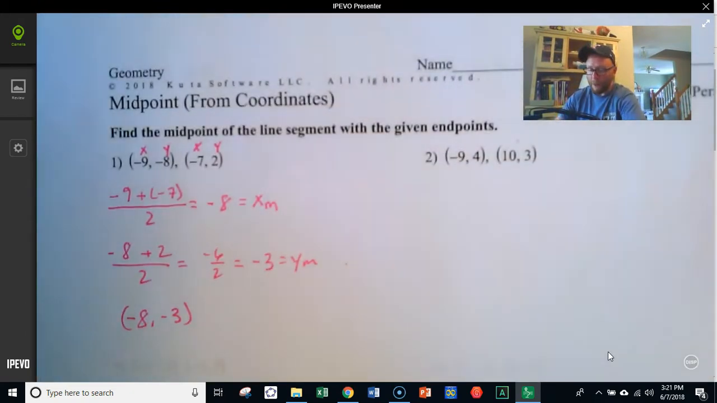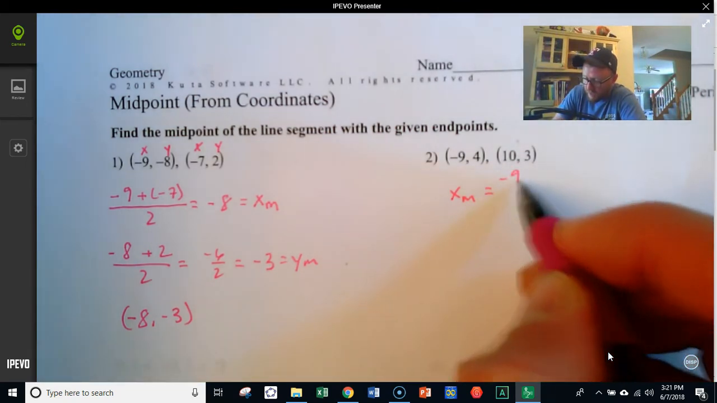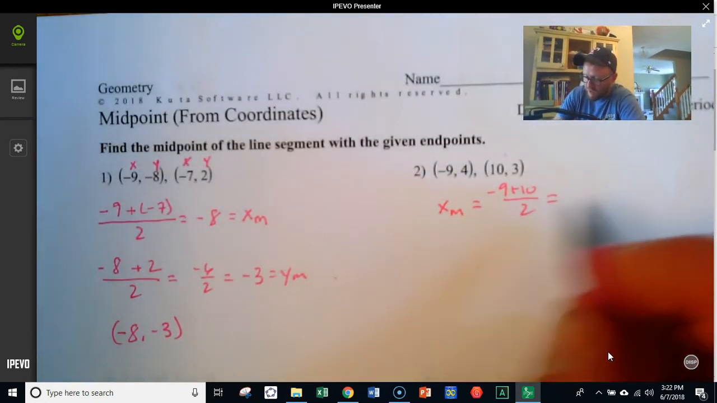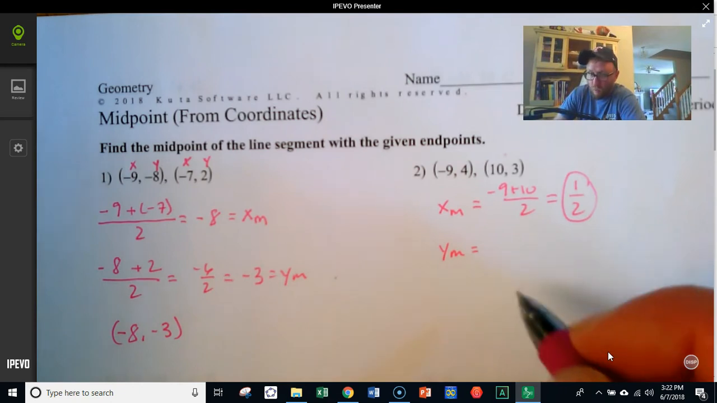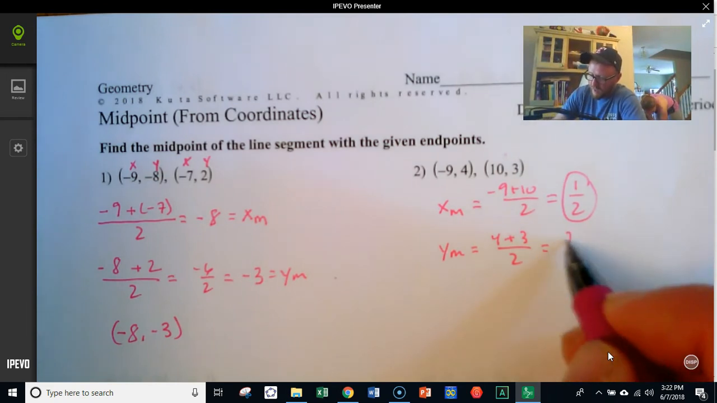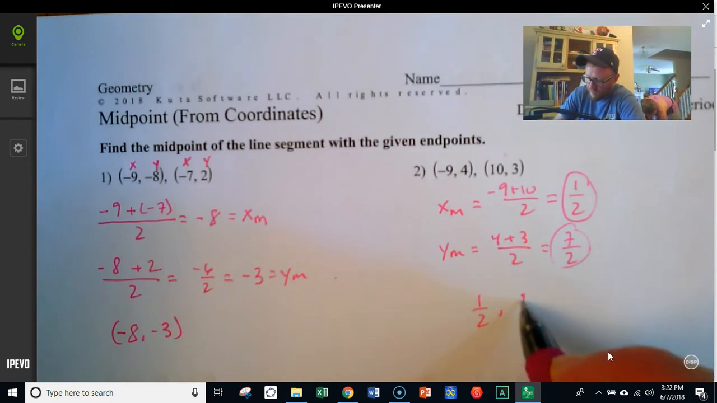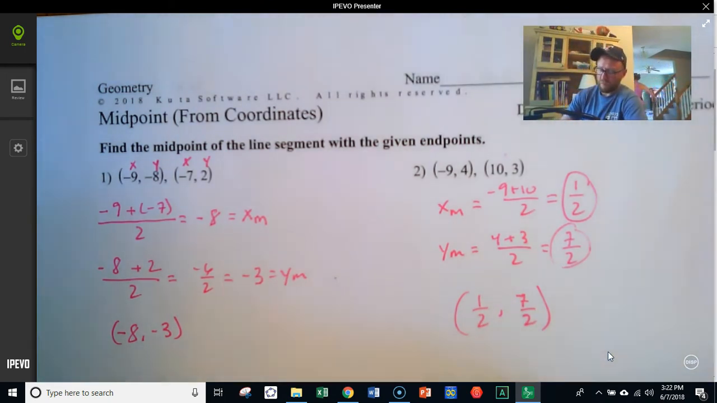Alright, so let's take a look here. Our x-coordinate for the midpoint is -9 plus 10 over 2, which is, let's see, -9 plus 10 is 1 over 2, so 1/2. Our y-coordinate is going to be 4 plus 3 over 2. That's 7 over 2. So our coordinates in the end are 1/2, comma, 7/2. And if you prefer decimals, you can just punch this in the calculator. That's 0.5, and that's 3.5.